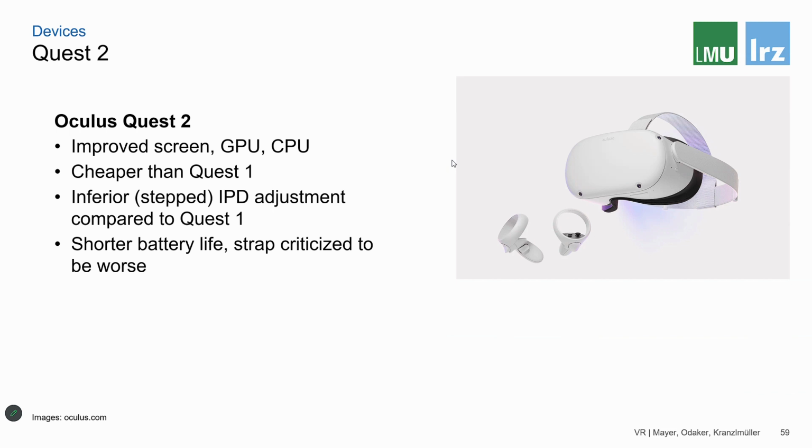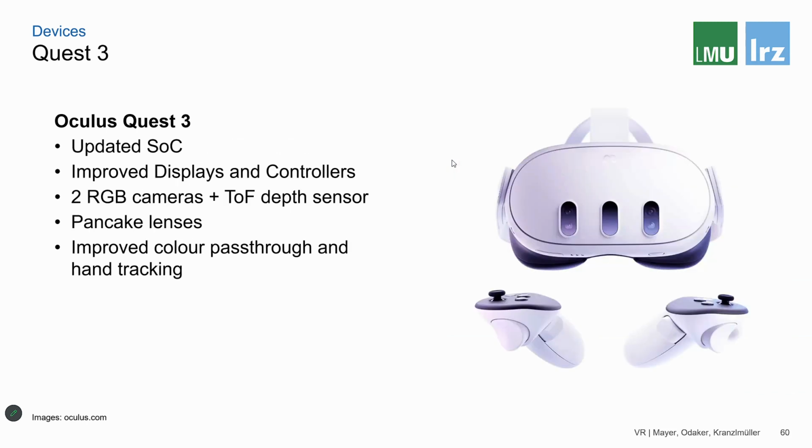And ever since this year, like in the beginning of November, Meta has released the Quest 3, which now Oculus is wrong. It's called the Meta Quest 3. I still can't use it, sorry. Again, the Quest 3 has an updated SoC, so it has more processing power. It's about twice as fast, according to the specs, than the Quest 2. Again, it has improved display and improved controllers. You can see the controllers at the bottom.